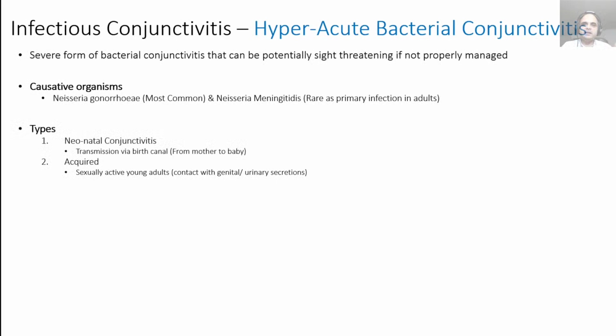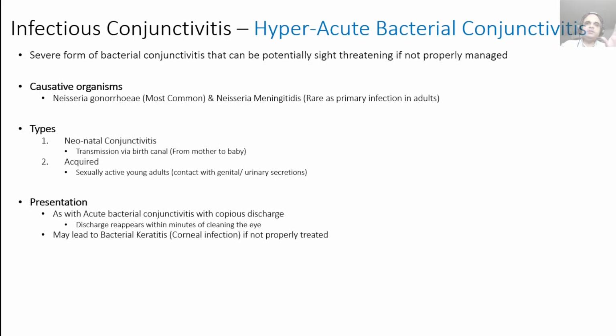This can be of a neonatal variety in which the transmission is from the birth canal to the baby, and an acquired variety in which you have sexually active young adults with a lot of orogenital contact, meaning you touch your genitals with your hands or your fingers and then you touch your eyes, or an oculogenital contact as well, or with the genital secretions.